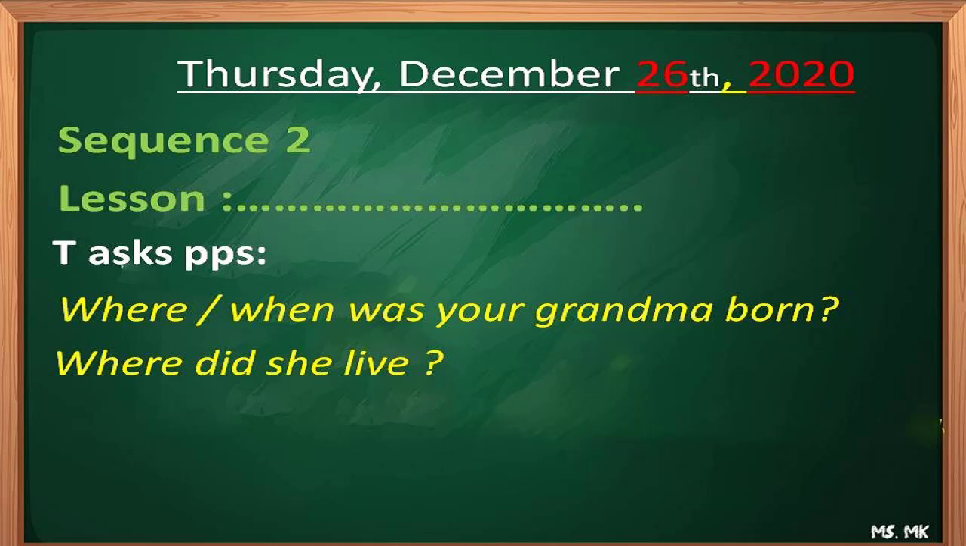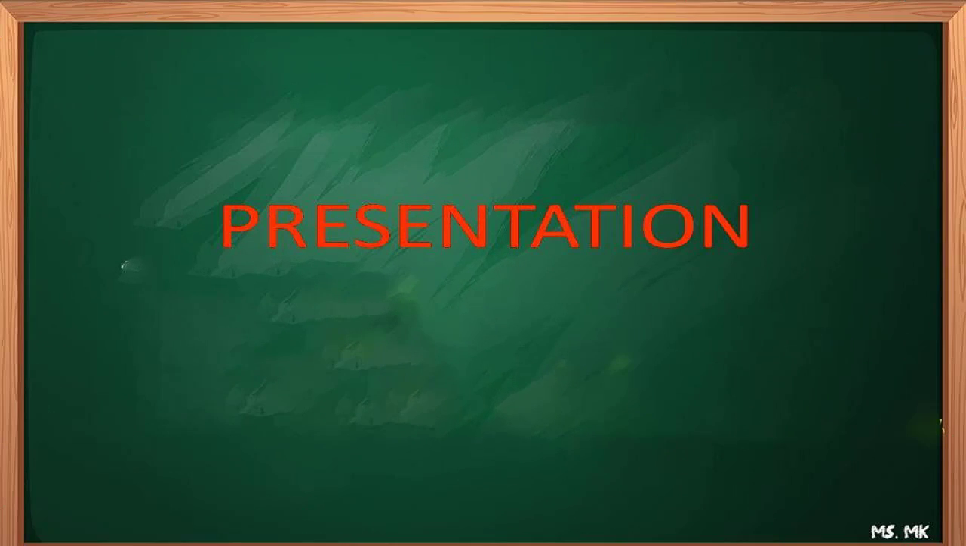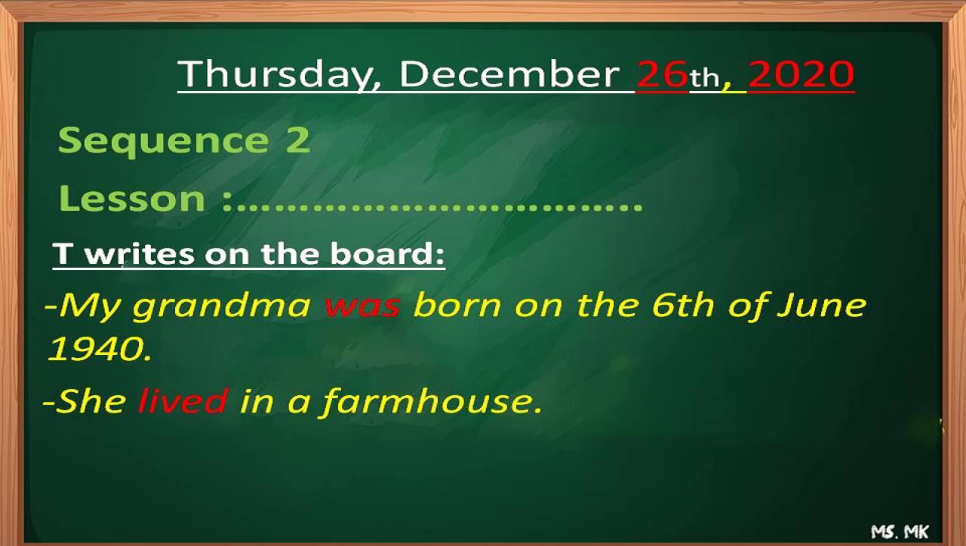Where, when was, for example, your grandma born? Where did she live? Here, your pupils are going to answer your questions, and you're going to write their answers on the board. In this phase, you are in the presentation phase. You write the examples. My grandma was born on the 6th of June, for example, 1940. She lived in a farmhouse.